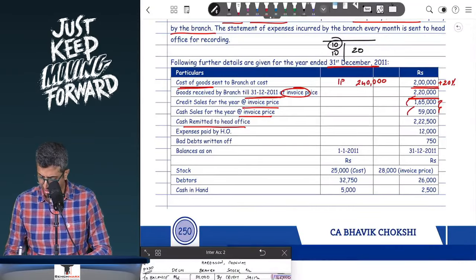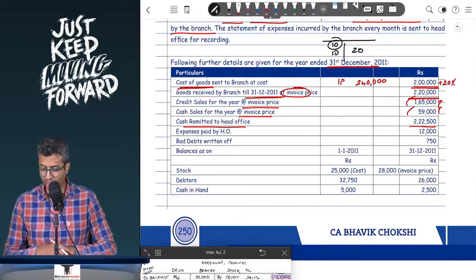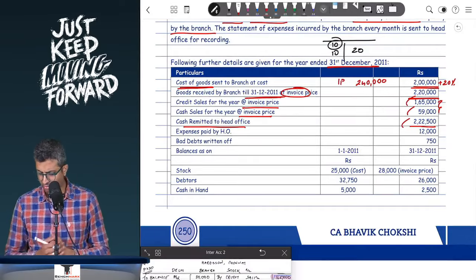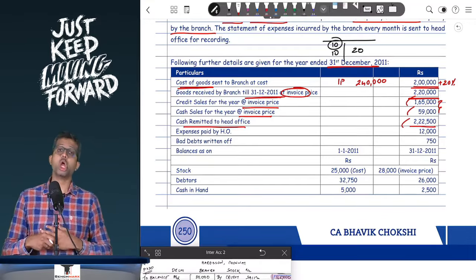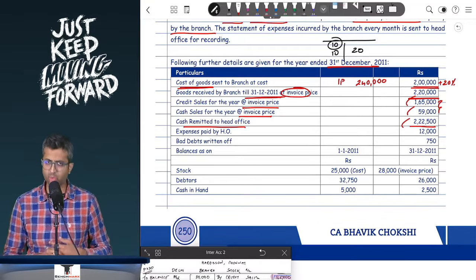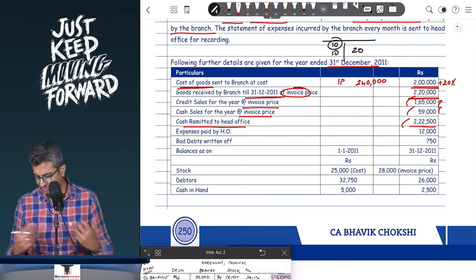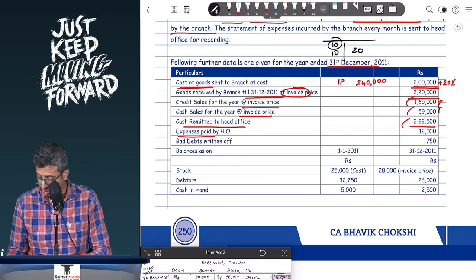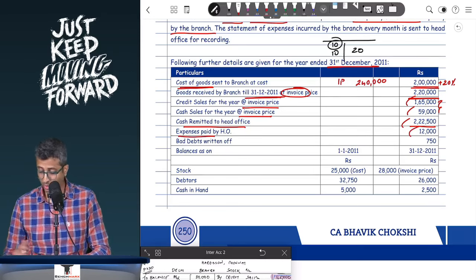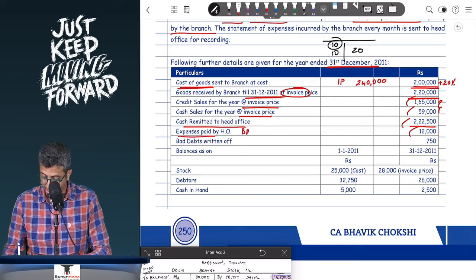Cash remitted to the head office 222,500. So this will probably be impacted when I'm preparing a single branch account. In the stock and debtors account, maybe this does not have a separate impact. Maybe if I'm preparing a cash account, it may. Expenses paid by the HO. This is 12,000. This is branch expenses. This will go in the branch expense account.